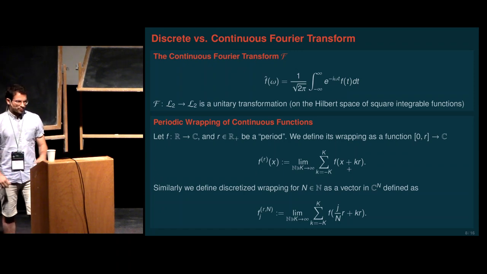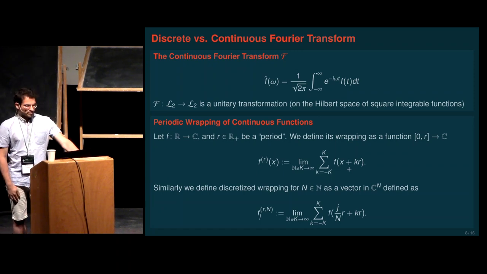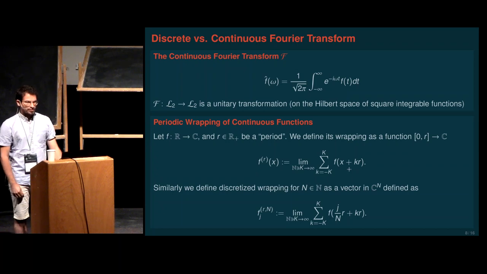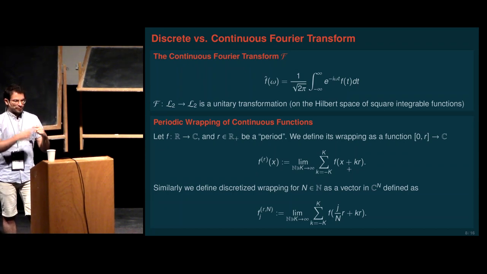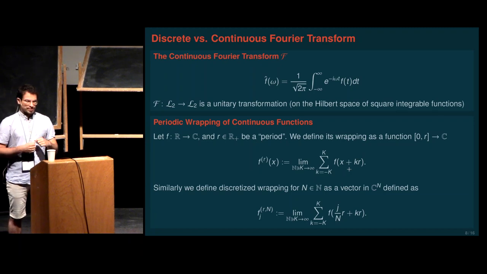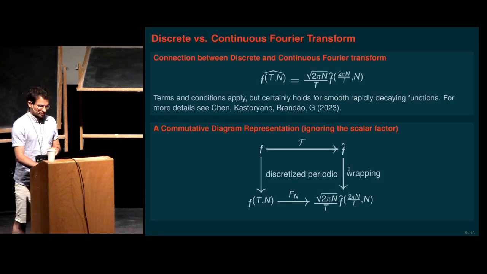And if you remember, I spent the second half of the lecture explaining this connection between the continuous and discrete Fourier transform. And for this, this is the continuous Fourier transform here, and we define this periodic wrapping of the function and its Fourier transform, and so some connection between them.